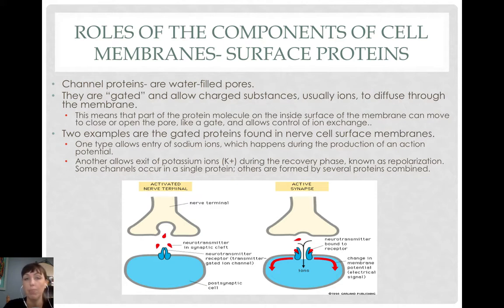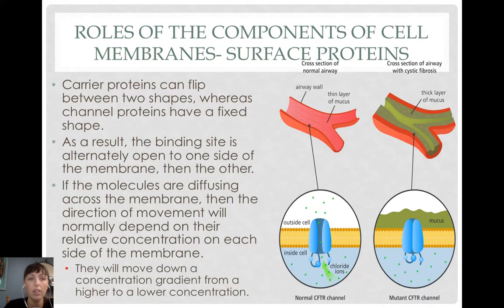Pause the video and take a good look at this model. Carrier proteins can flip between two shapes, whereas channel proteins have a fixed shape. The channel proteins just participate in diffusion, so they don't have to change shape to allow anything to come in. They're very specific for their one thing. It's just a channel for diffusion.